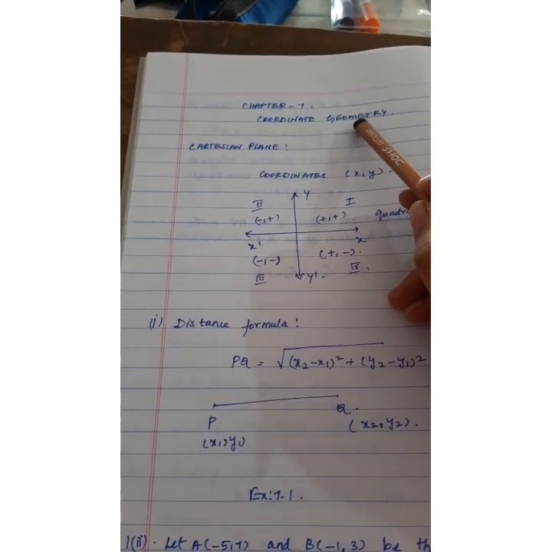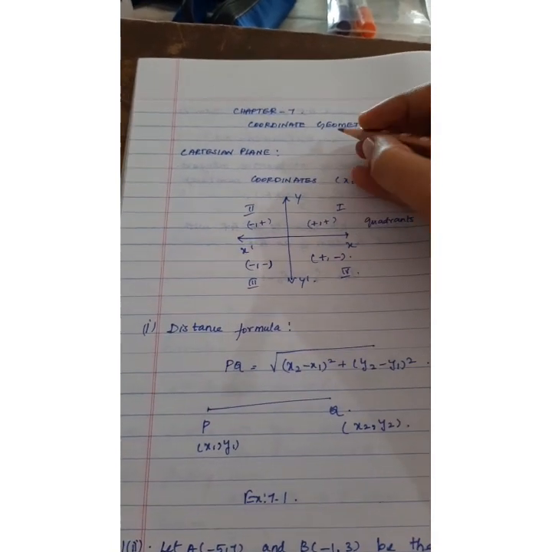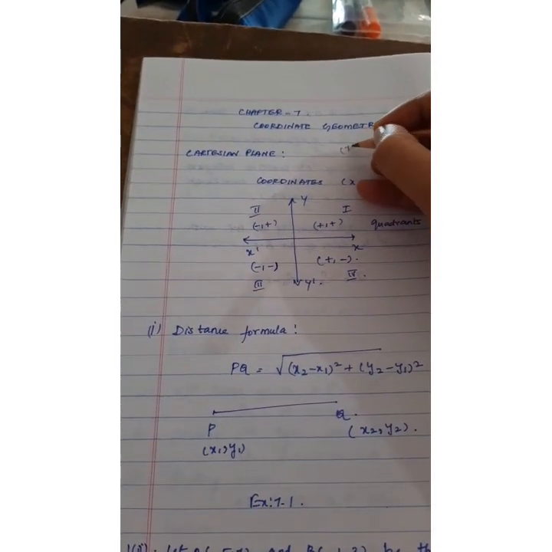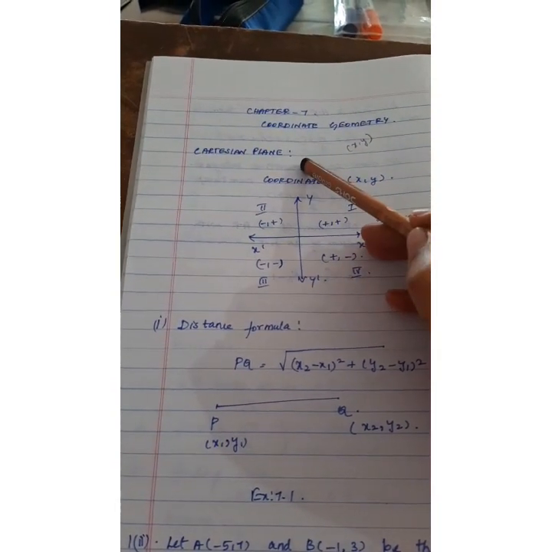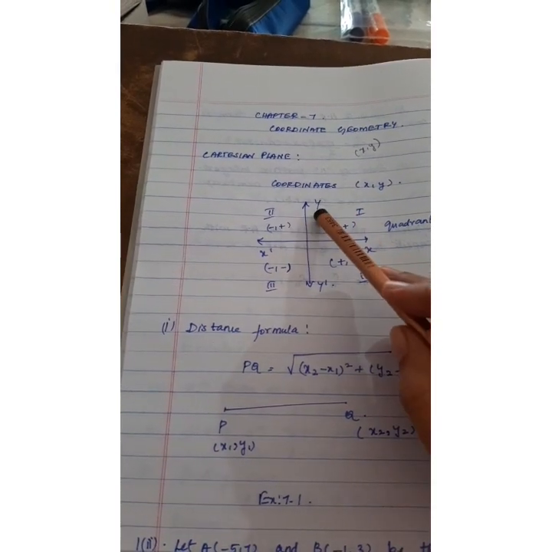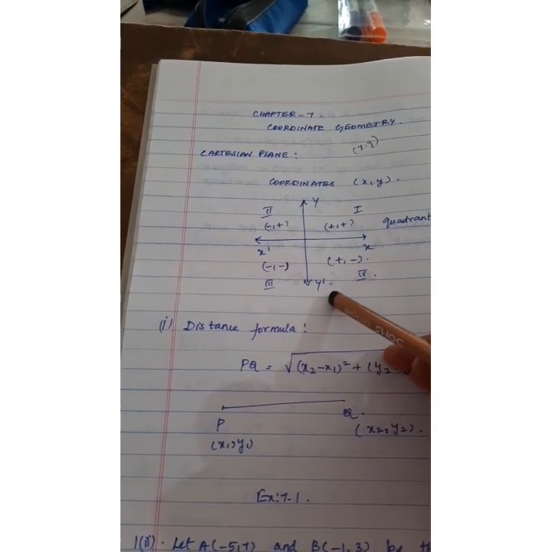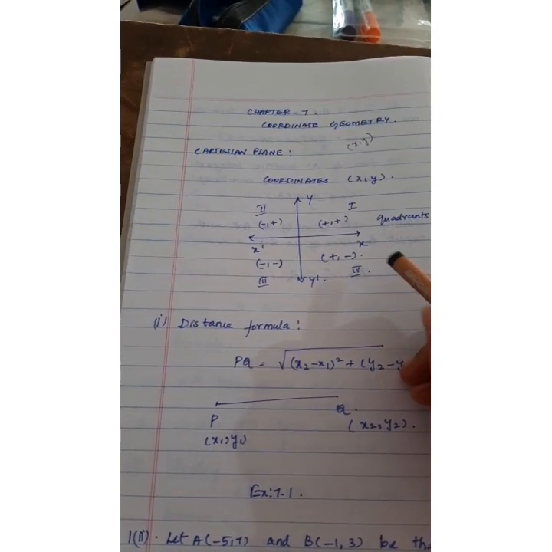Coordinate geometry. What does the word coordinate geometry mean to you? It says about the coordinates, that is x comma y, of a Cartesian plane. Here we are considering that as 2D with x-axis and y-axis. You know how a Cartesian plane looks like? It just resembles your blackboard.